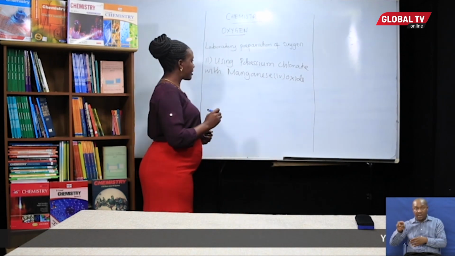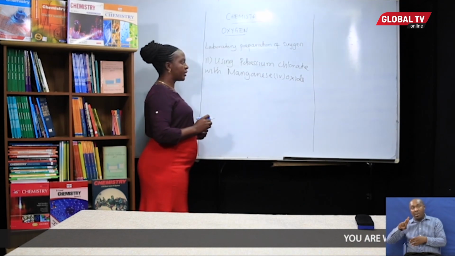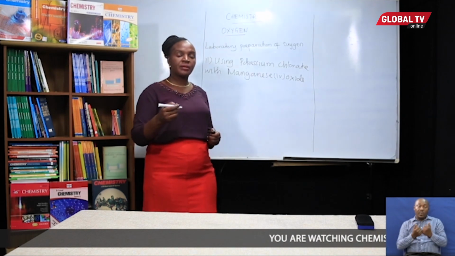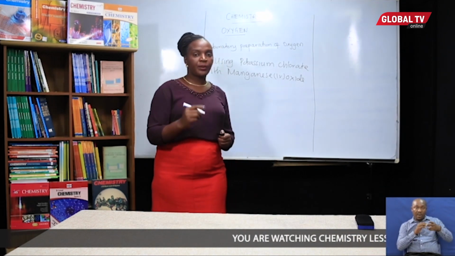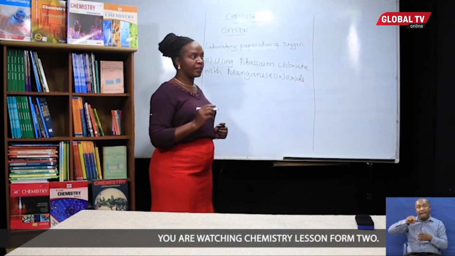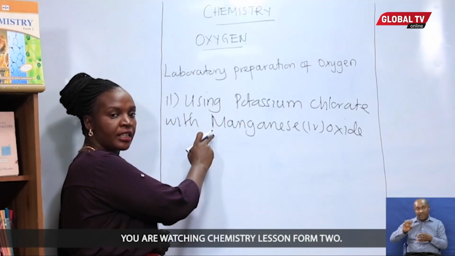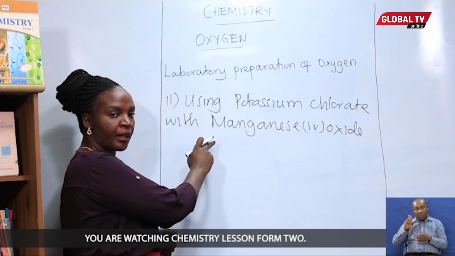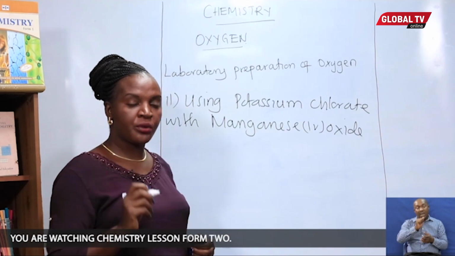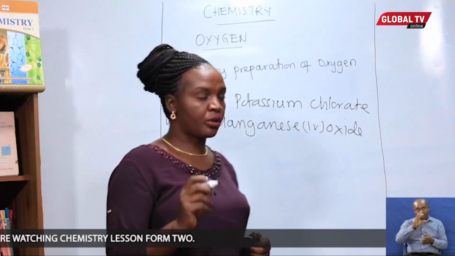So now let us see what is happening during the decomposition of potassium chlorate. To decompose means to break down. A large compound is broken down into small compounds or elements. Now, this reaction cannot be successful if there is no heat. That is why it is called the thermodecomposition of potassium chlorate.